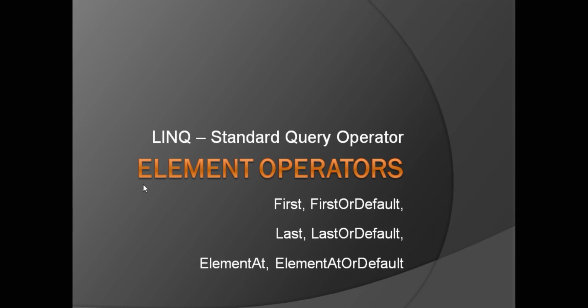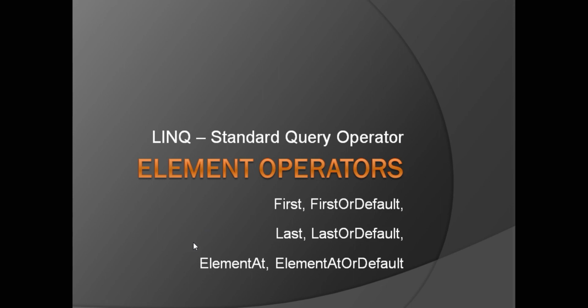In this video, we are going to study element operators. What do element operators do? Basically, an element operator will give you the element at a specified position. As you can see here, there are six element operators in total. The first ones are first or default, last or default, and element at or default. We are going to study all these operators practically.